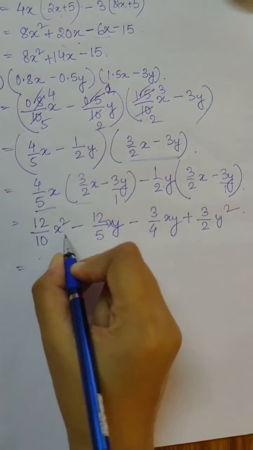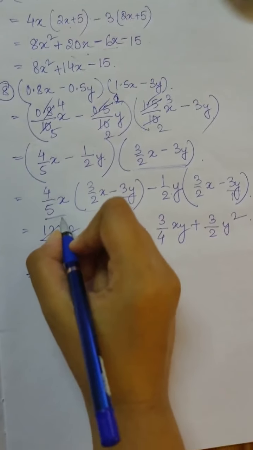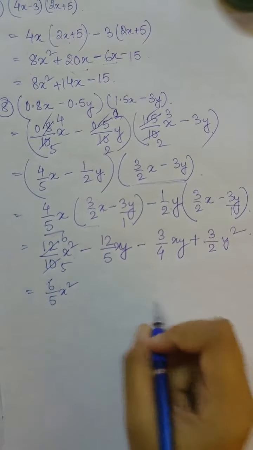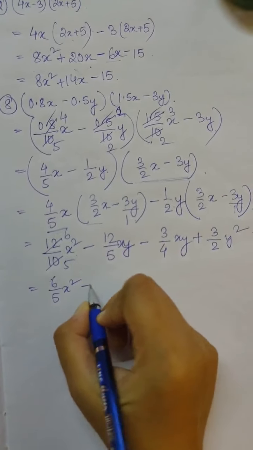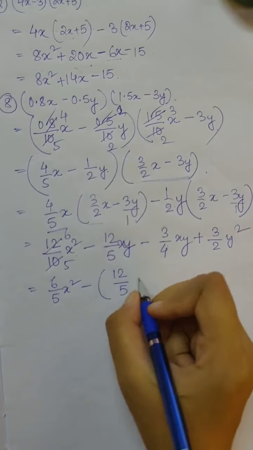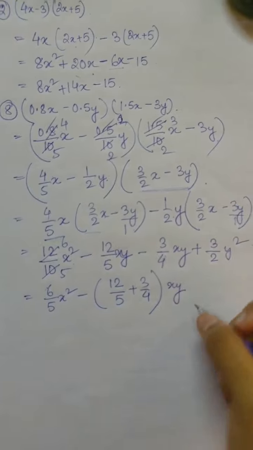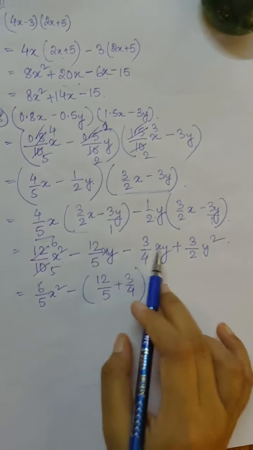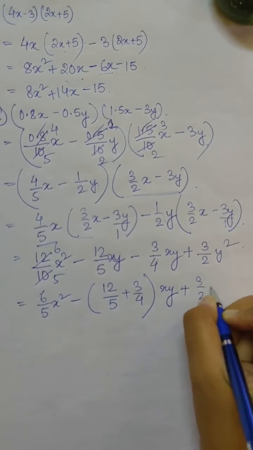So now there is no x square term here. Now we can cancel these 2 with 2. So 6 and 5. So we can write down 6 by 5 x square. Now these two are like terms. So we can write a minus here, and inside bracket I am adding the two terms 12 by 5 and 3 by 4. Outside bracket I am keeping this xy because we cannot calculate anything for xy. So I am keeping them outside bracket and I am adding only the numerical terms. Then we have plus 3 by 2 y square.